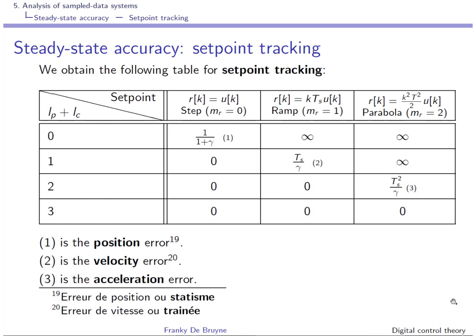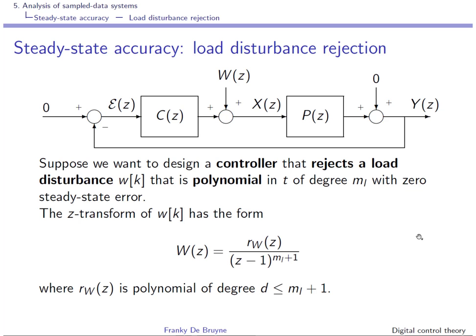We will now consider load disturbance rejection. Okay, and remember that a load disturbance is one acting on the input. And remember that we have to consider a different case here, because the transfer function that links, well, wz to epsilon z is minus pz over 1 plus pz c over z.